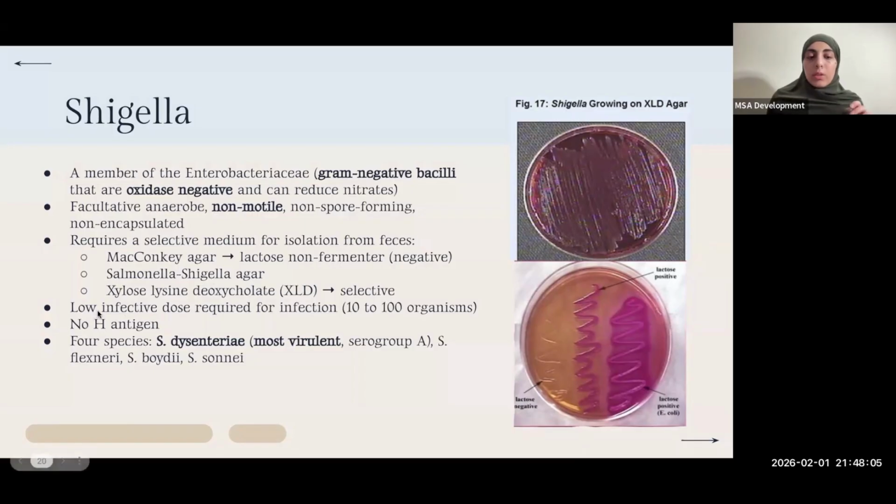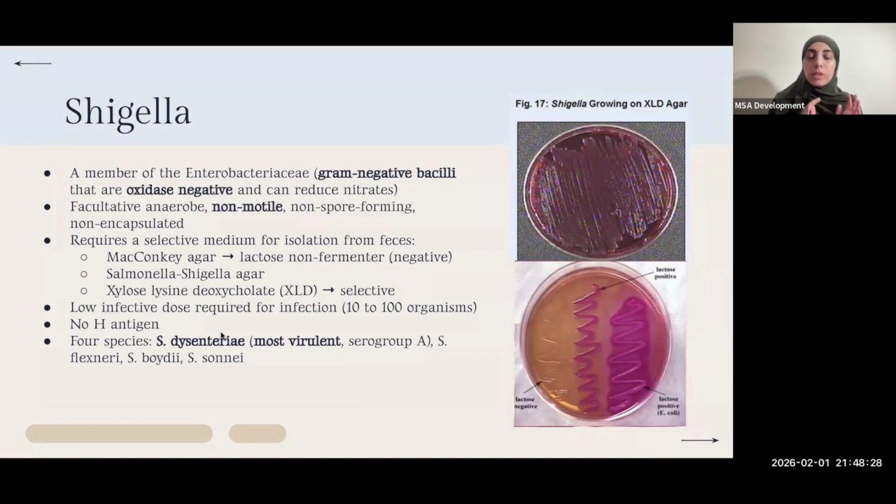Now, this needs a low dose to get an infection. This is in contrast to cholera, which we said you need a high dose because a lot of it gets destroyed by the stomach acid. So in cholera, you needed so much bacteria. In Shigella, you only need very little bacteria to actually cause an infection because it can easily pass. It does not get destroyed by the stomach acids.